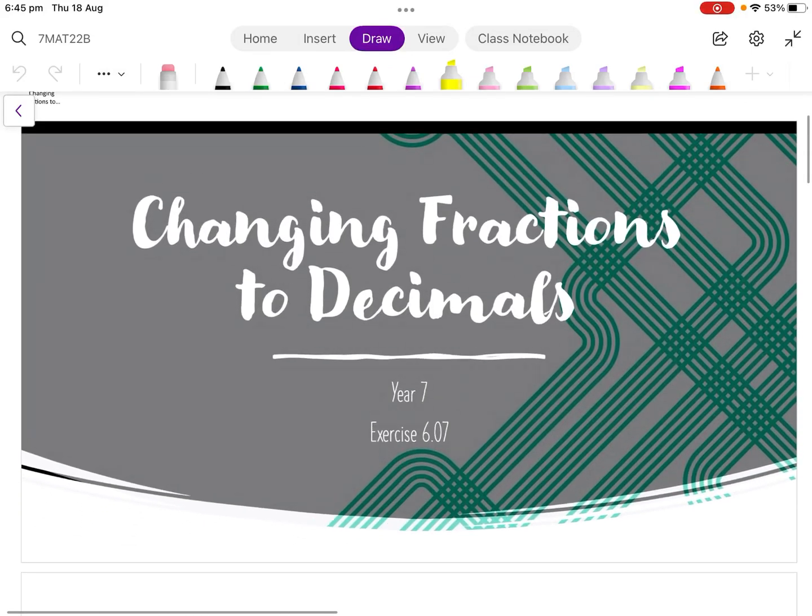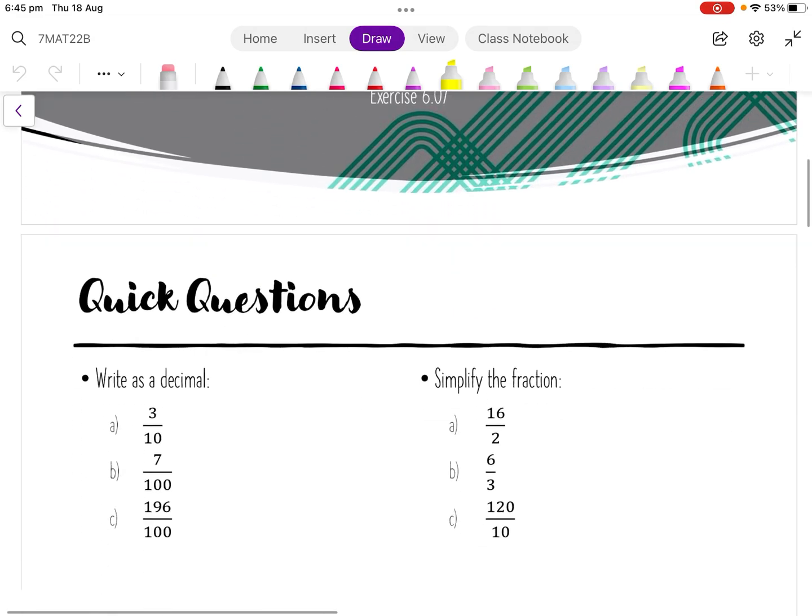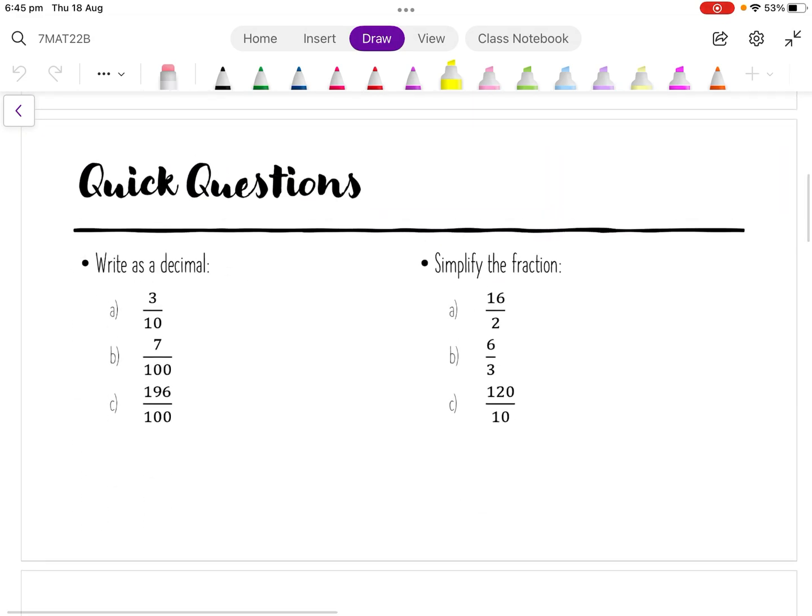Hi Year 7, today what we're learning about is changing fractions to decimals. So what I'd like you to do is have a go at these quick questions. You're going to have to write the first three fractions as a decimal and then simplify the other three fractions. So pause the video and have about a minute and a half to answer these.